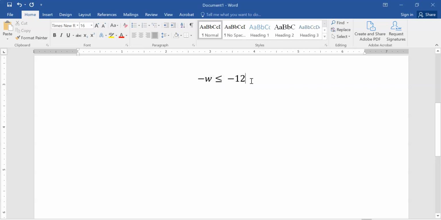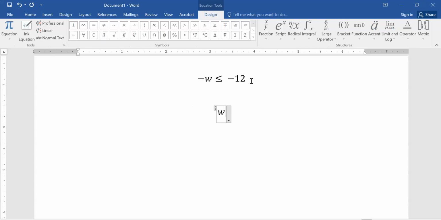All right, so let me write that down. You're going to end up with w on the left, and then a greater than or equal to, and then a 12 on the right. Again, that's because I divided the left-hand side and the right-hand side by negative 1. All right, so negative w divided by negative 1 gives you w. Negative 12 divided by negative 1 gives you 12. Since we divided both sides by a negative, we had to flip that sign. And so algebraically, that's basically the whole deal.